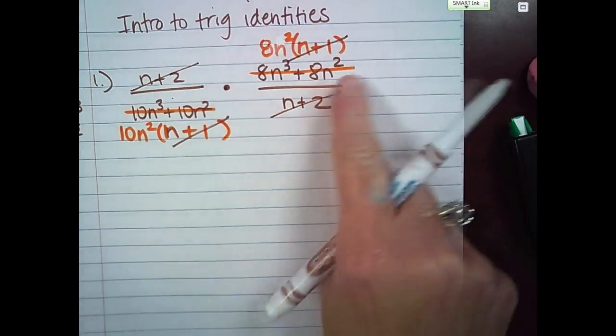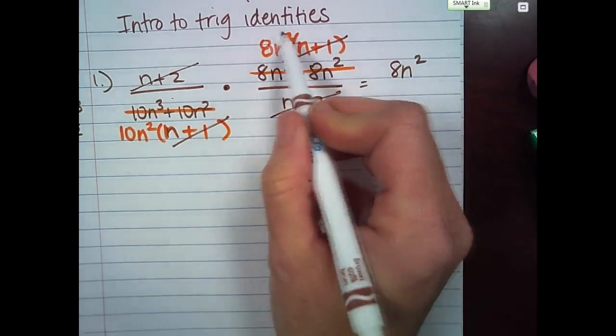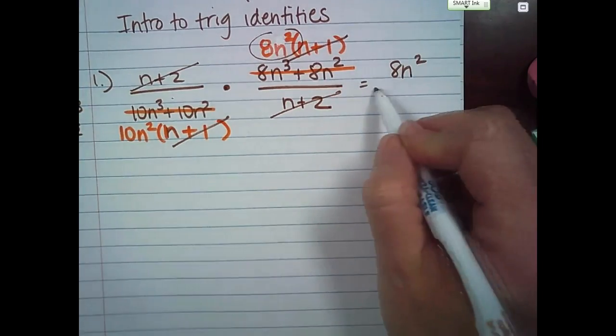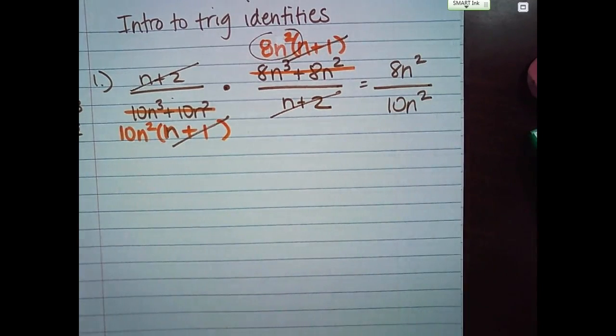So what do I have left on top? Let's clean it up a tiny bit. An 8n squared. This is the only thing that's left up here. What's left in the bottom? Okay. Now you've got it all nice and pretty. Can I reduce it any farther? Yeah. The n squareds cancel completely, right? Okay.